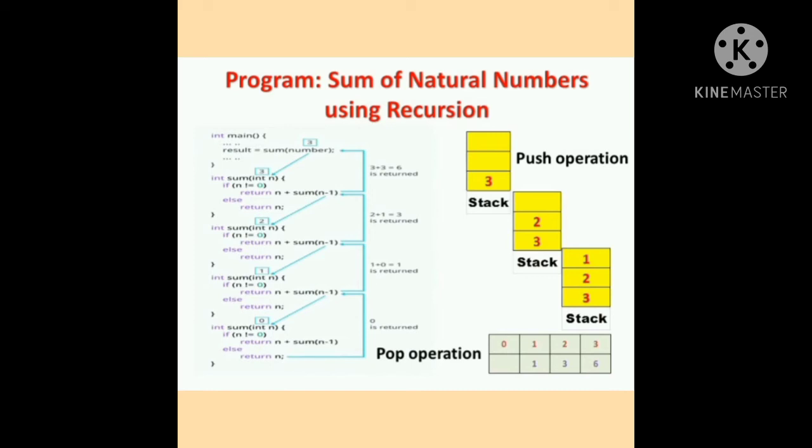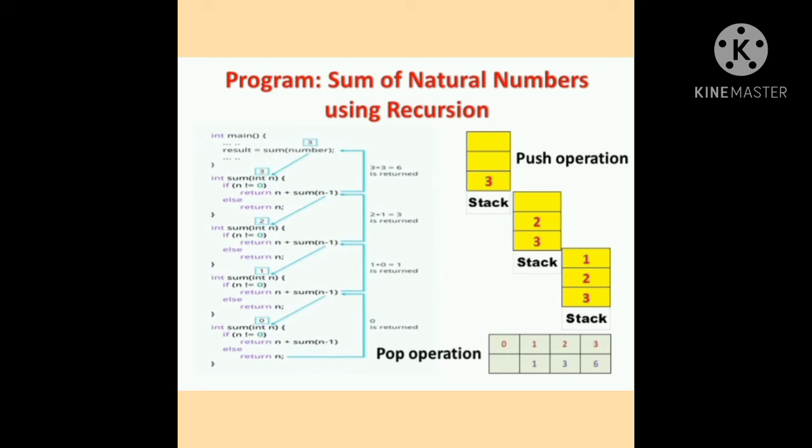n minus 1: 3 minus 1 is 2. Once again the function is called, 2 is pushed to the stack, and then 1 is pushed to the stack. Like that the recursive function calls continue. When n becomes 0, the condition becomes false. What happens now? Now the pop operation works. Pop is similar to a delete operation. The pop operation removes the topmost element from the stack.